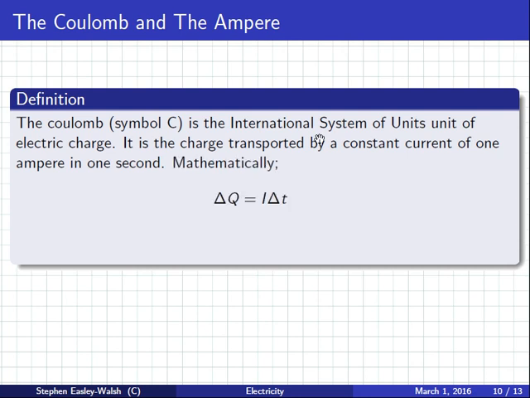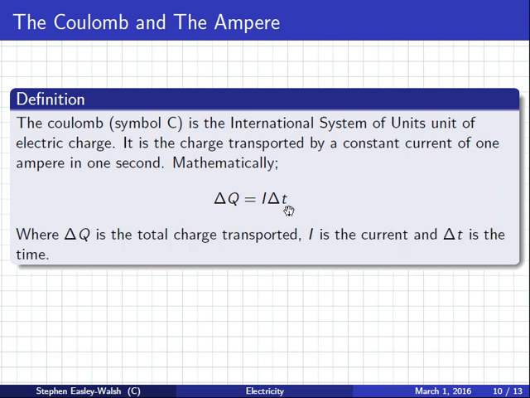Or as a formula, it gives you this, that the total charge is equal to the current multiplied by the time, where Q is the total charge, I is the current, and T is the time. So 1 coulomb is 1 amp per 1 second.